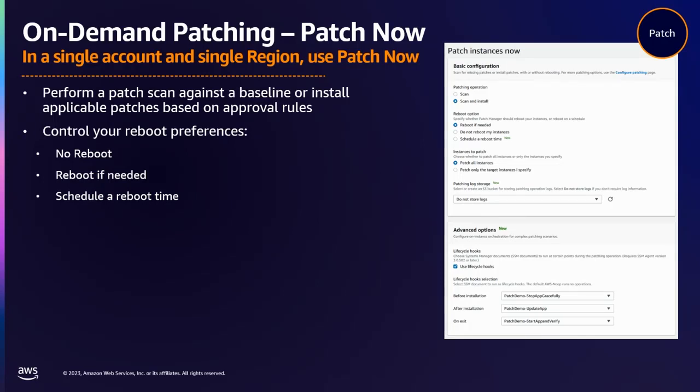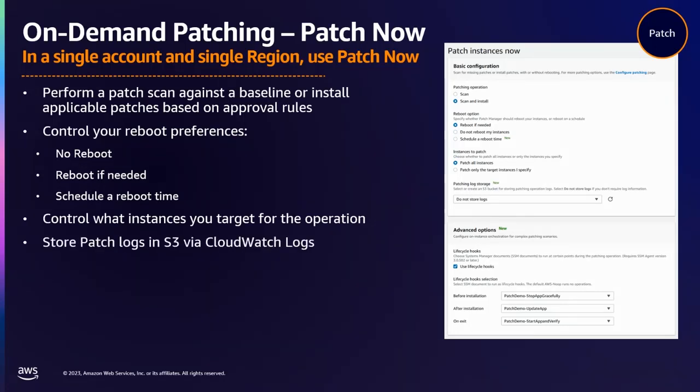So performing a patch scan against a baseline or install, essentially the same exact operations are going to occur in Patch Now, except we have a couple other features here, which include your reboot options. Some patches, depending on the operating system, are going to require a reboot to be installed. So we have options like don't reboot, reboot if needed, and schedule a reboot time. That's going to give you the flexibility to not have downtime and to pre-install those patches. You can control what targets you want to patch, so you can specify tags or you can patch all instances in the current account and region.